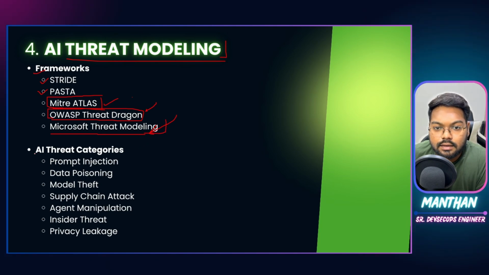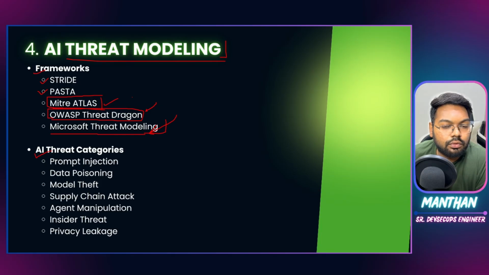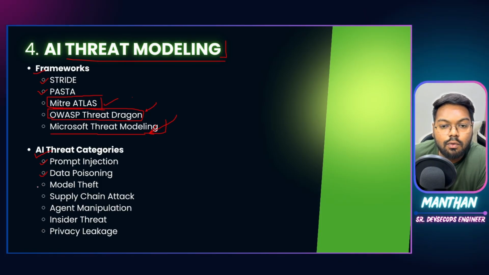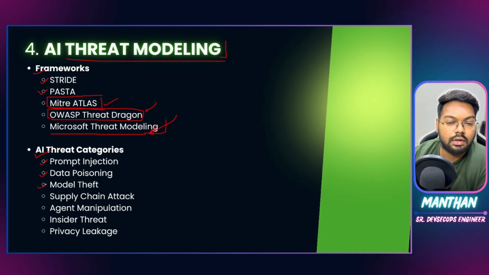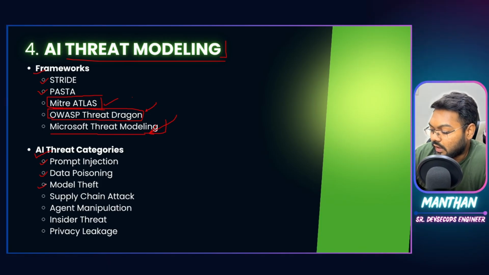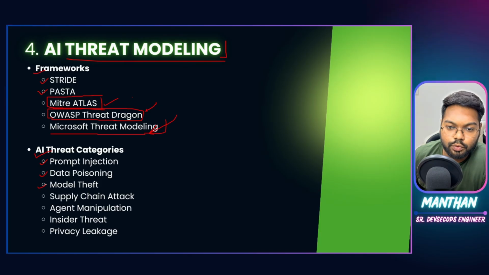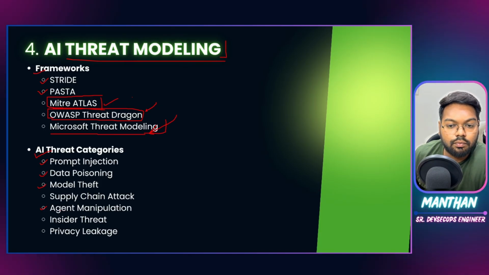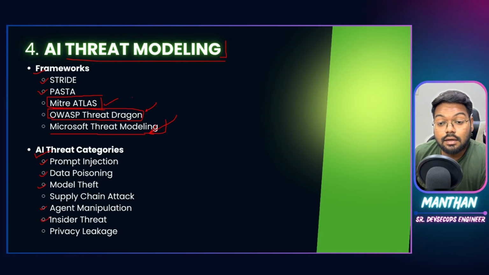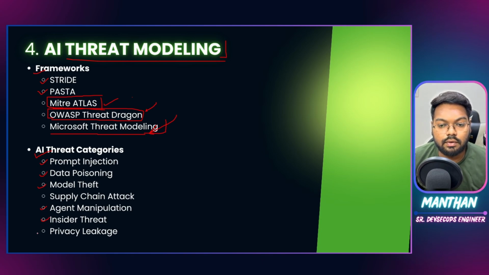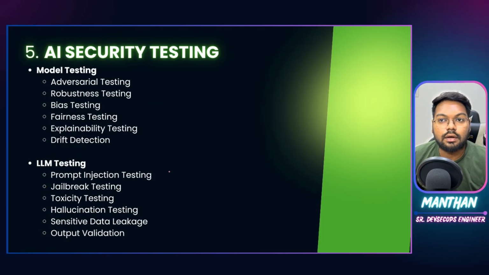Then there are different threat categories that you need to be aware of. Where prompt injection would go, how data poisoning could occur and in what phase, how a model could be stolen or how model theft arises, what kind of supply chain attacks could be possible, where someone can attack your entire pipeline, how agent manipulation would work, if there is any insider threat to the application, and what could happen if someone leaks private data. You need to learn about all of these different categories that come under AI threat modeling.